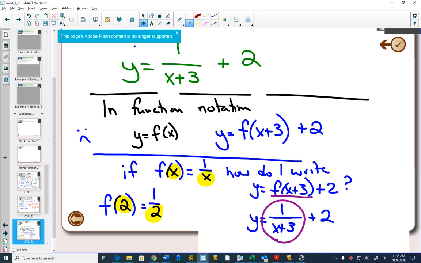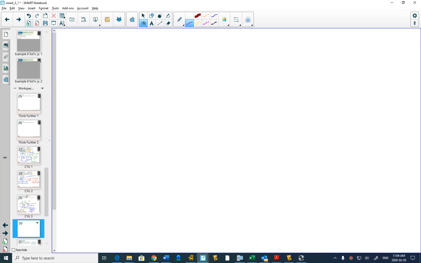Sometimes it's going to be easier to write the translations in function notation and then write it in the actual notation. Should I show an example where I think it would be harder to do it directly and easier to do it with function notation? Okay.